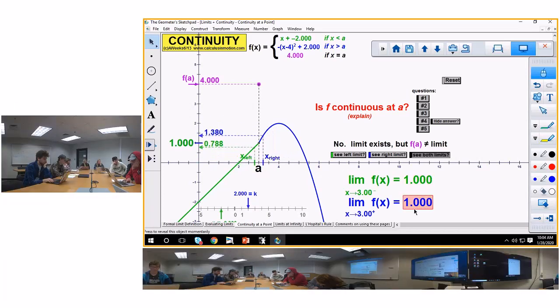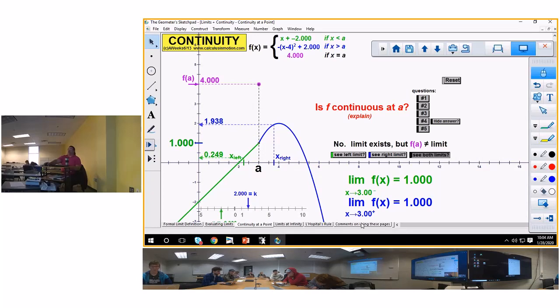As x approaches 3 from the left and right. That's your squeeze theorem right there. The blue and the green converging onto 3 from the left and the right converges to 1 on the y-axis.